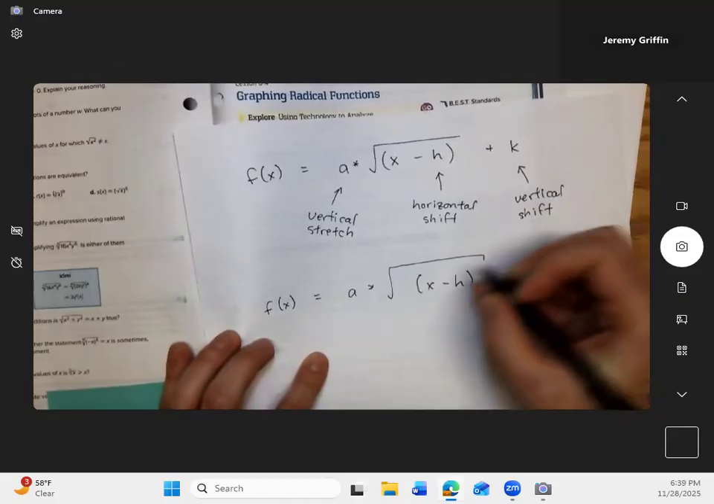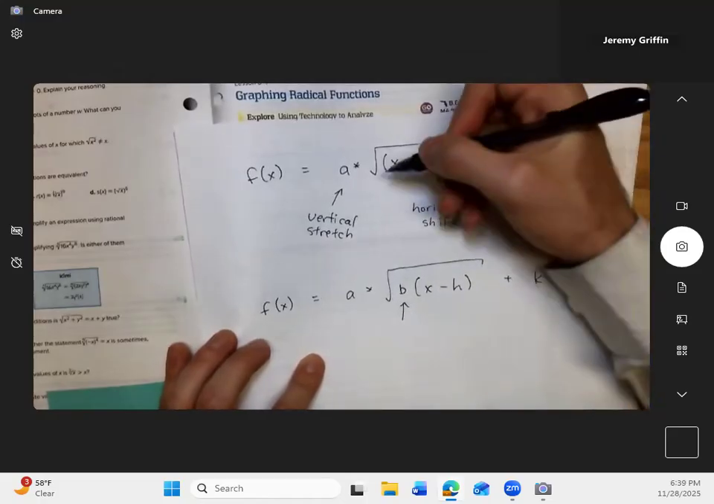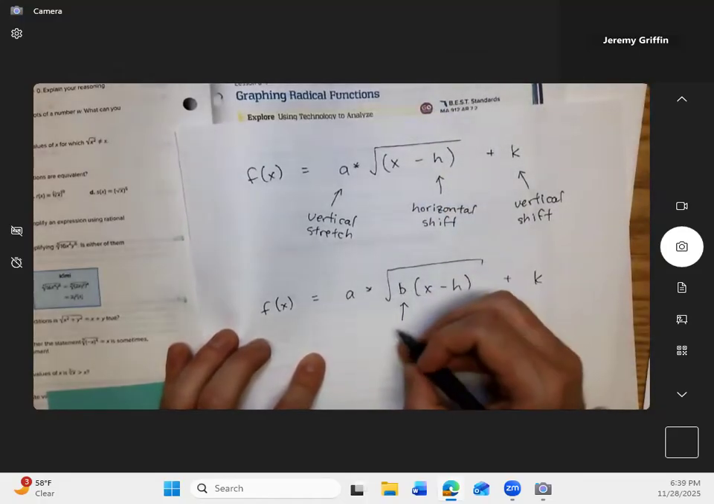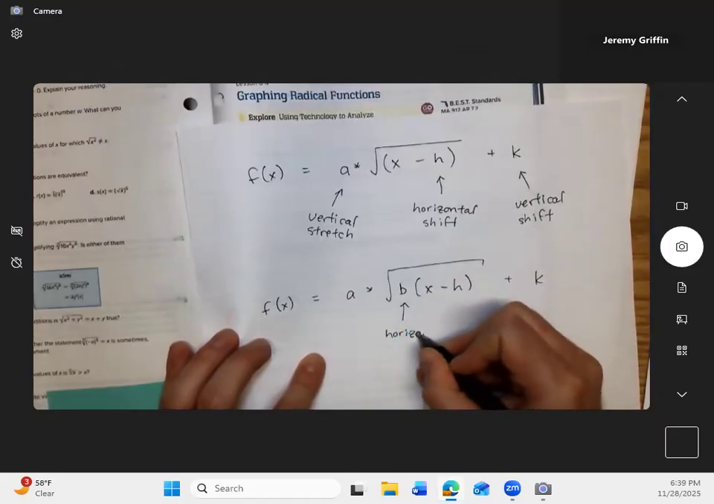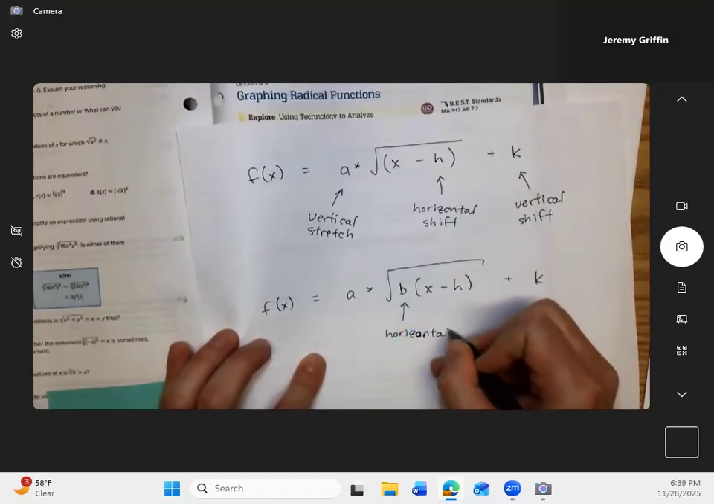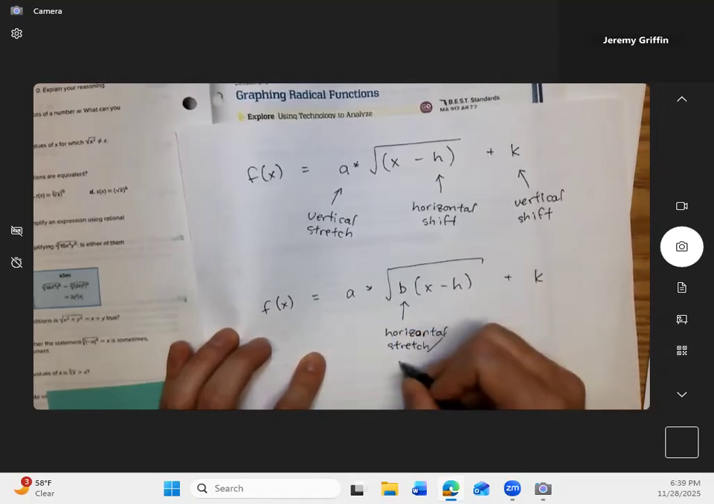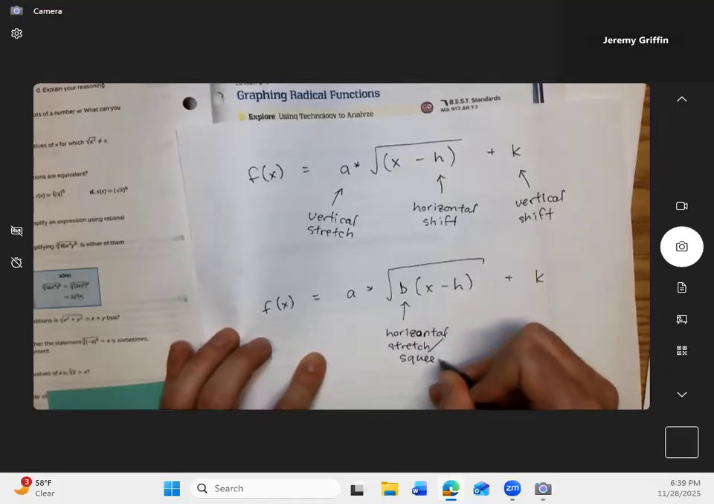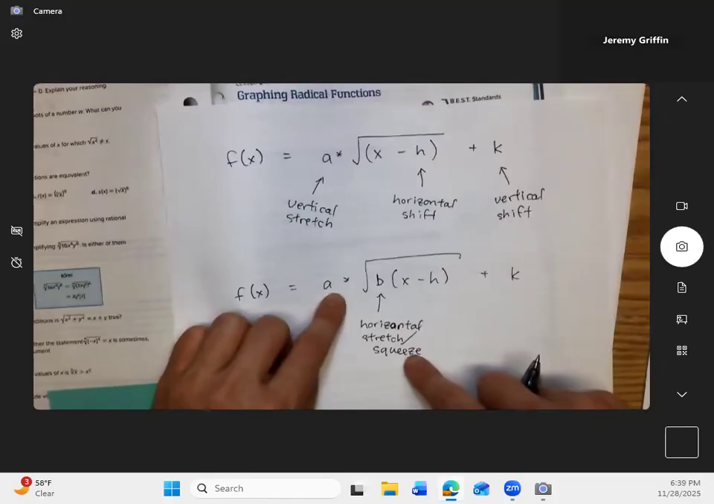Okay. What if I had a value b right here? Ooh, notice here I just left it as one, but what if I had a b? Well, this would be your horizontal stretch slash squeeze, because everything about this is, well, okay. This is maybe the least intuitive one to work with.